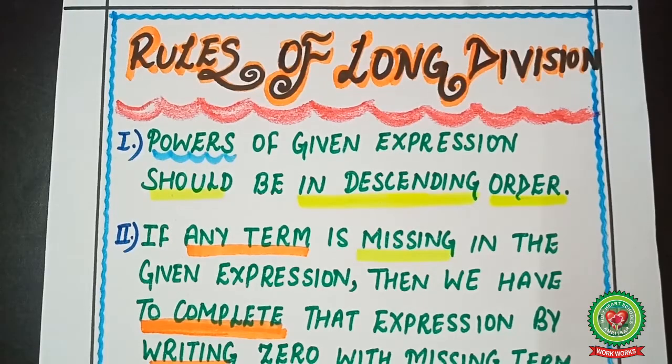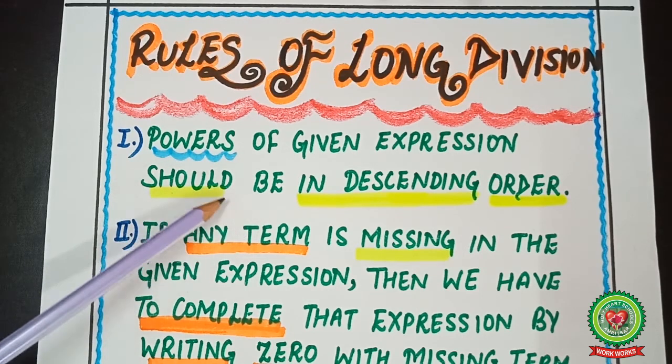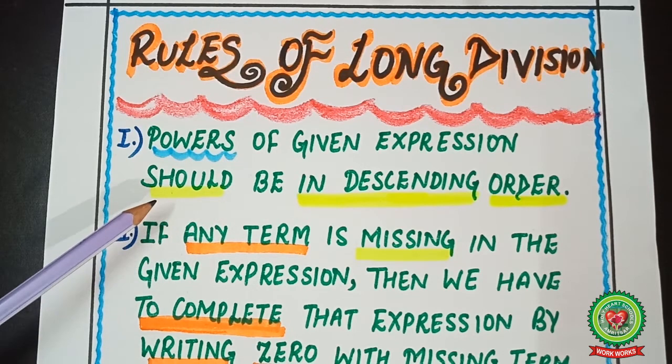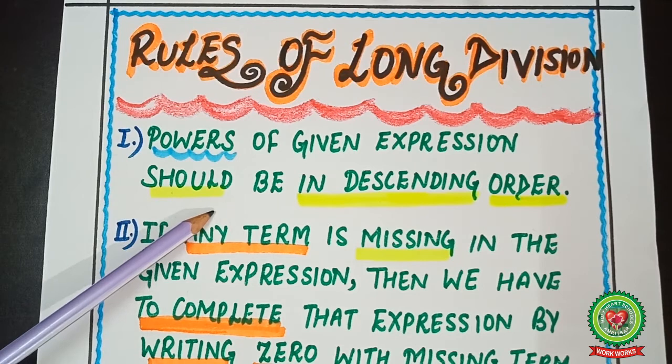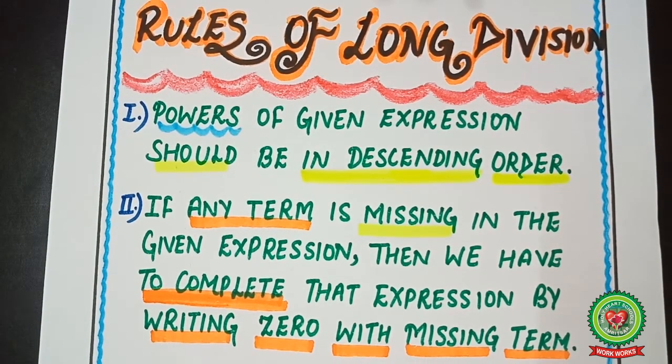So let's get started. Here are the rules of long division. Number one, the terms of a given expression should be in descending order. That means by the degree of the polynomial. Whatever expression is given to us, we have to arrange the given terms in descending order. Number two, if any term is missing in the given expression, then we have to complete that expression by writing 0 with the missing term. That means if we are given any polynomial or algebraic expression and there is any missing term, then we have to complete it by writing 0 with the missing term with the given variables, right?